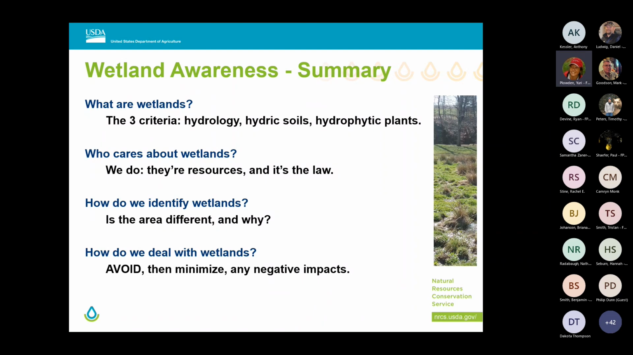Who cares about wetlands? We do. They are important resources that provide a lot of ecosystem services, and it's the law. And how do we identify wetlands? As conservation planners, you're the first ones out on the site. How do you identify it? Well, does the area look different than everything else, and why? And then how do we deal with wetlands? We avoid them, we avoid them, we avoid them. And if we can't avoid them, then we minimize the impact, and we minimize any negative impacts.